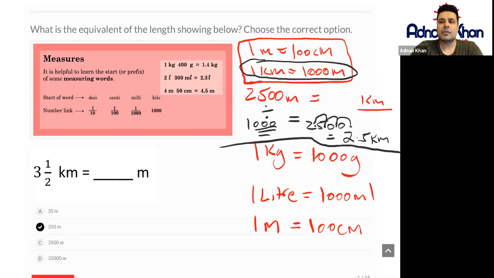Okay? So use these measurements to help you answer the following questions, and good luck.